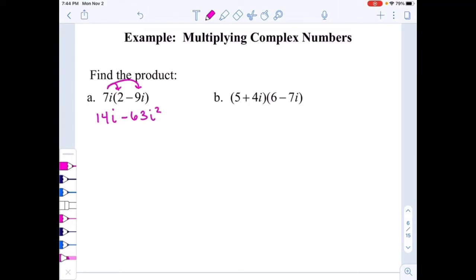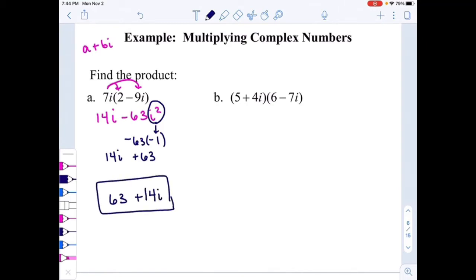Now I'm not finished because it said you had to have the real part added with the imaginary unit. Remember, we're looking for an a plus bi. Well, I have an i squared. Well, what do we say i squared was equivalent to? i squared is equivalent to a -1. So if I have a negative 63 that's now multiplying with a -1, that's going to give us a positive 63. That means we're going to have a 14i that was added with 63. The correct way would be the 63 in the front, add that with the 14i in the backside. So that's what your answer would be for that one.